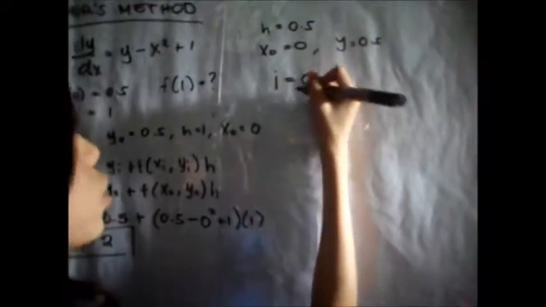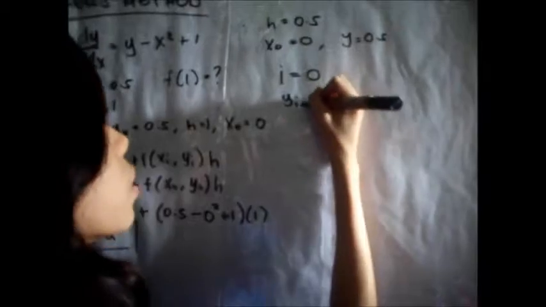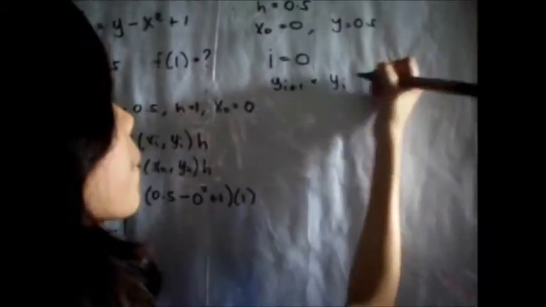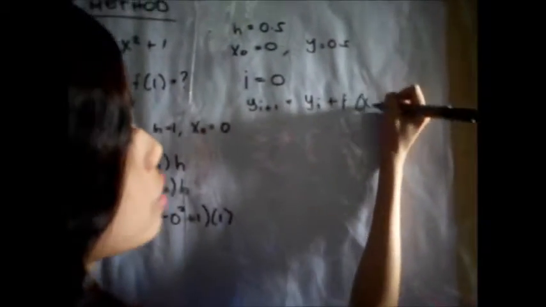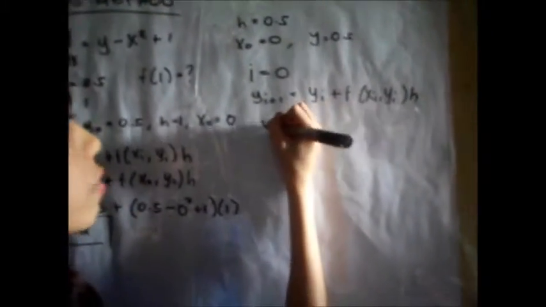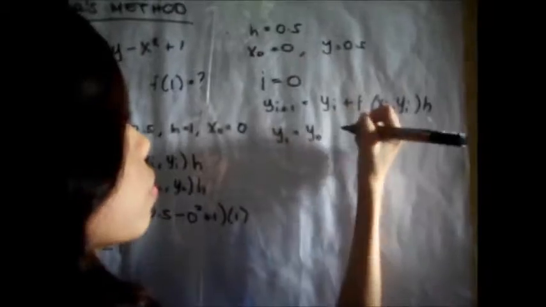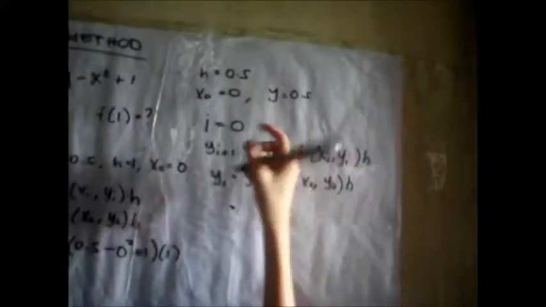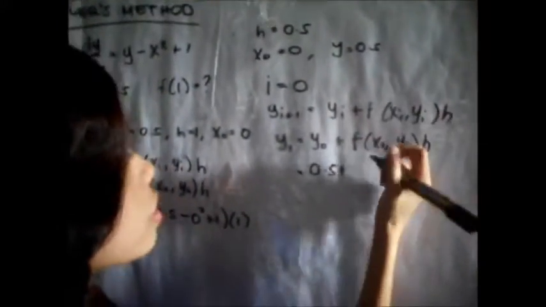So again, if i is equal to 0, same procedure: y sub i plus 1 equals y sub i plus f of x sub i, y sub i times h. So we have y1 equals y sub 0 plus f of x sub 0, comma, y sub 0 times h. So we have y sub 0, 0.5 plus, again, substitute the values to the equation.